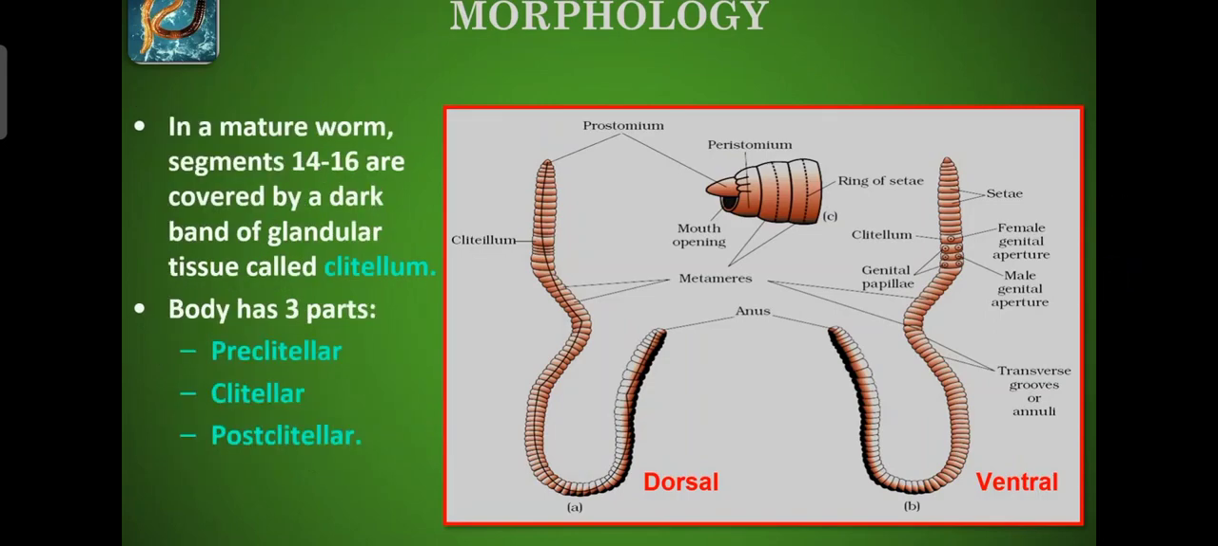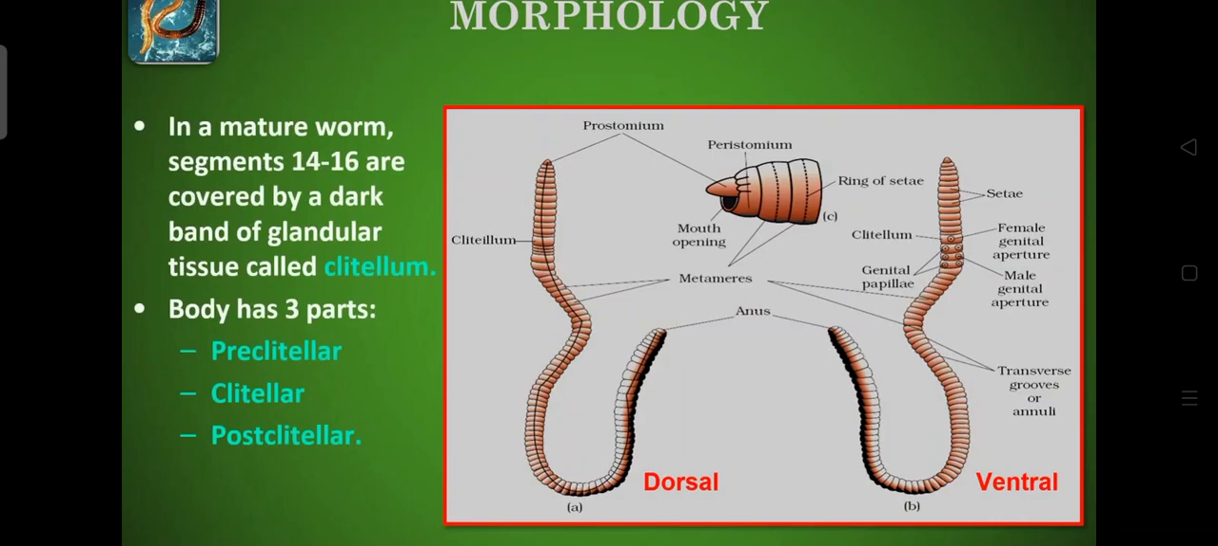In a mature earthworm, segment numbers 14, 15 and 16 are covered by a dark band of glandular tissue called clitellum. So, segments 14 to 16 appear dark in color because they have the band of glandular tissue, and that band is called clitellum. In both the pictures you can see the 14, 15, 16 segments. They are dark in appearance and it is called clitellum.